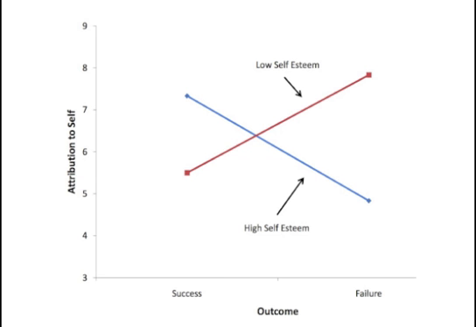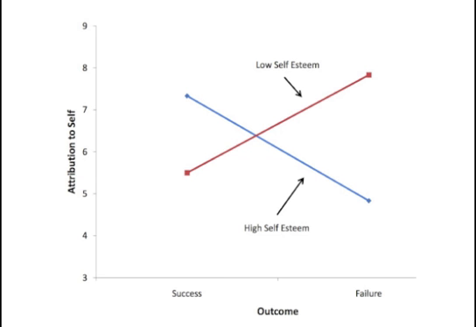The difference between the attributions to self following success and attributions to self following failure was larger for high self-esteem subjects, mean difference equals 2.50, than for low self-esteem subjects, mean difference equals negative 2.33. No further analyses are helpful in understanding the interaction, since the interaction means only that the simple effects differ.